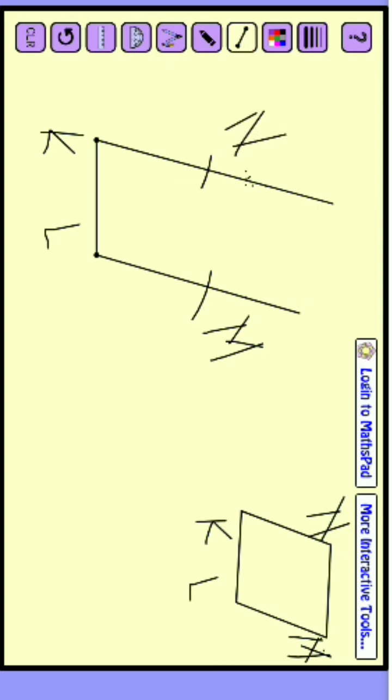Now we can join the points N and M. So this is our required rhombus KLMN. Write the measures in the figure. This is the solution of the question.